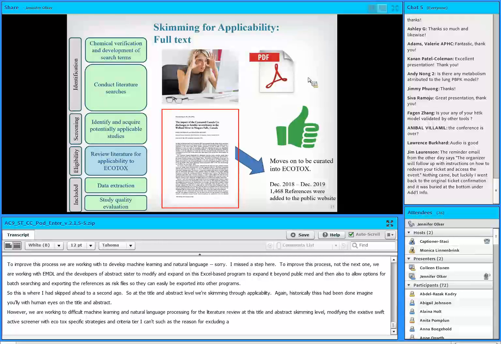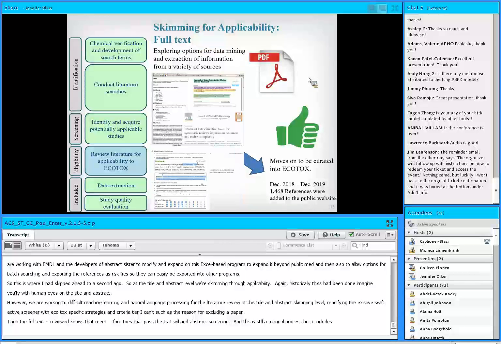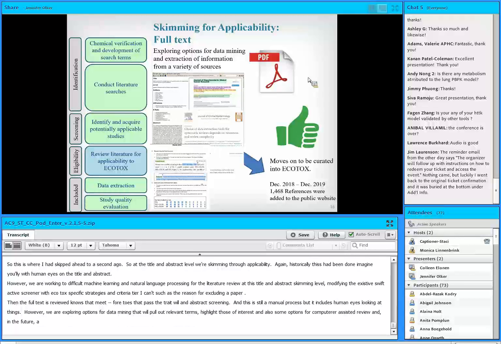Then the full text is reviewed for those that pass the title and abstract screening. And this is still a manual process, with human eyes looking at things. However, we are exploring options for data mining that will pull out relevant terms, highlight those of interest, and also some options for computer-assisted review, and in the future, computer-assisted data curation.